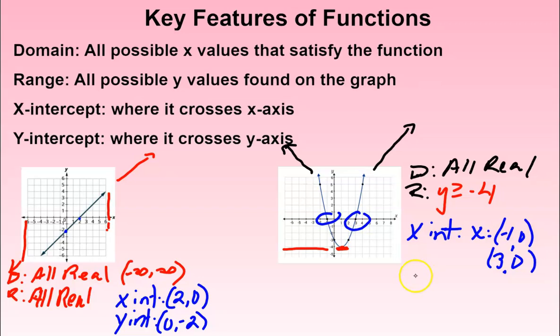And then the y-intercept, where does it cross the y-axis? It crosses here at -3, so this would be (0, -3).